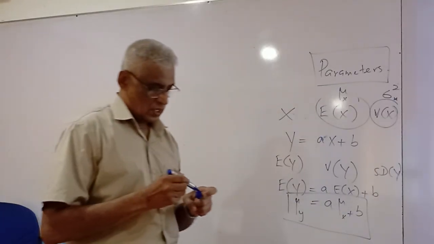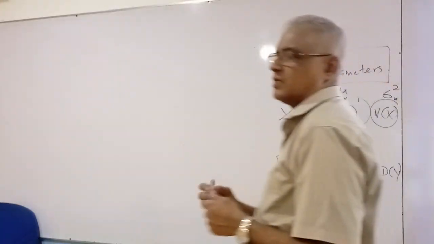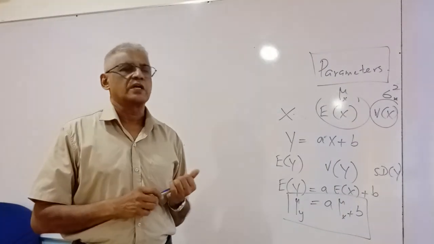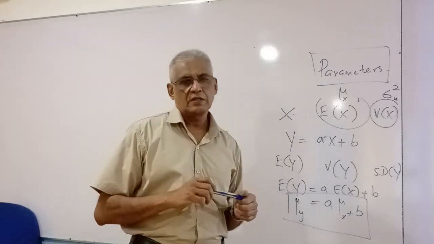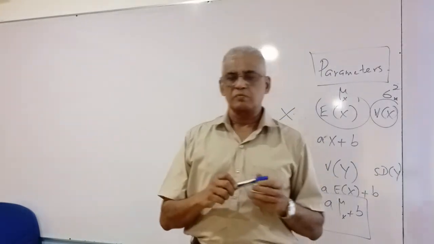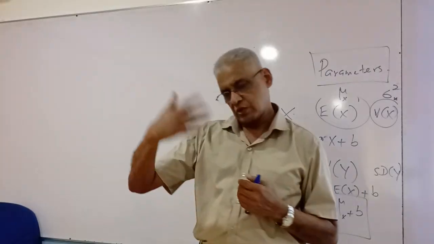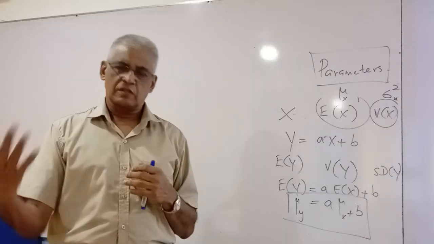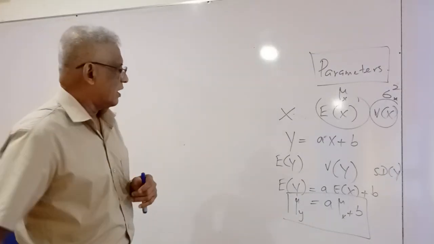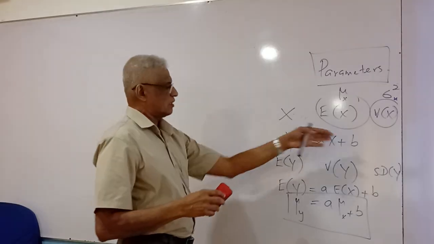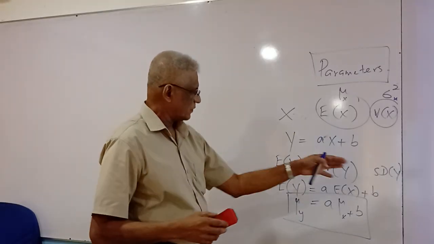For example, suppose we consider the random variable to be height, and somebody is considering height in centimeters. We can convert it into y, for example into inches, by a linear transformation. So if you have the mean and variance in centimeters, we can easily get them in inches also. So if you have a linear transformation, this is one important thing.